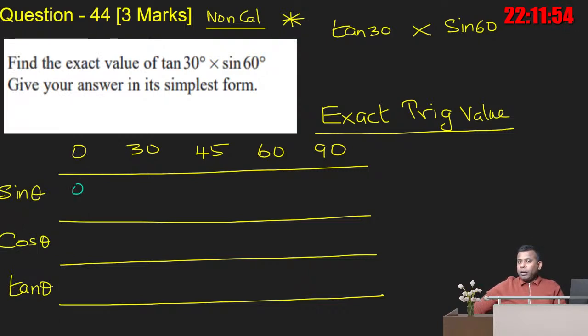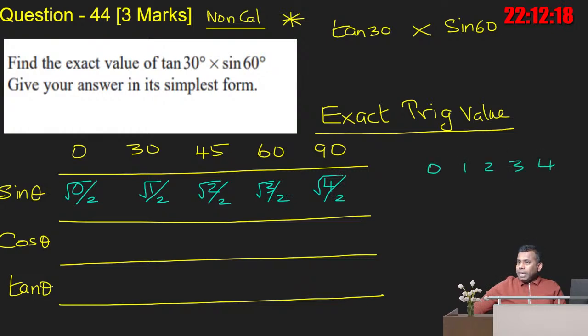So write 0, 1, 2, 3, and 4. Now what you want to do is square root the number and divide by 2. So what did I do? I wrote 0, 1, 2, 3, 4. Then I square root the number. Then the third step is divide by 2.